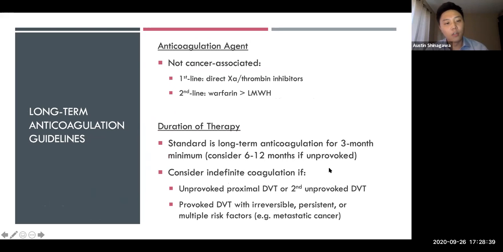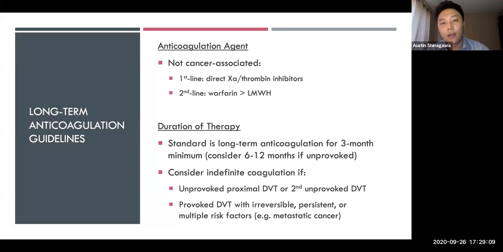So in terms of long-term anticoagulation guidelines, for not cancer-associated, the first line recommended. Oh, and by the way, these are the guidelines developed by CHEST, which is the American College of Chest Physicians. For not cancer-associated, the first line are the DOACs, the direct 10A and thrombin inhibitors. And then they recommend as a second line to use warfarin instead of Lovenox.